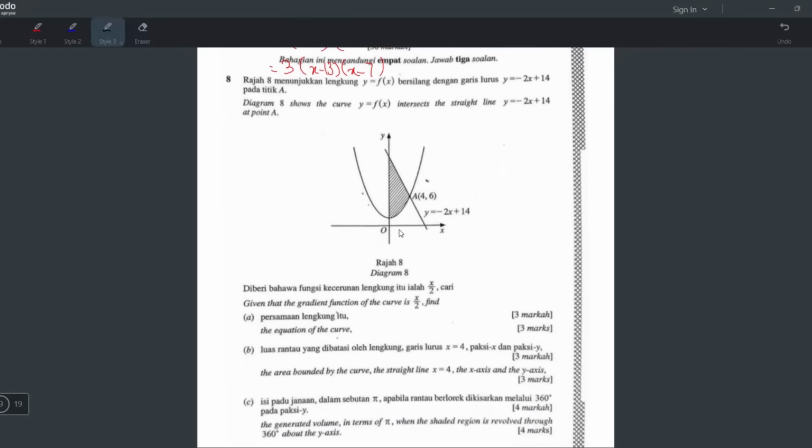So first of all, what chapter is this? You can see there's area, volume. So definitely it's the integration chapter. Form 5, chapter 3. Integration. In BM it is "pengamiran". Okay?